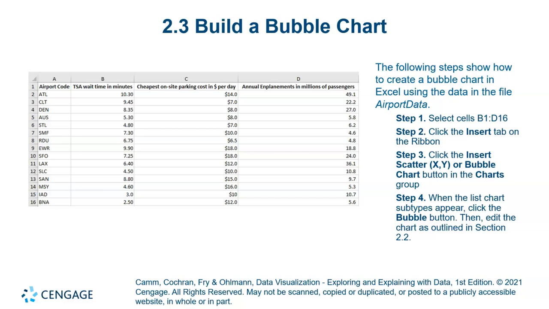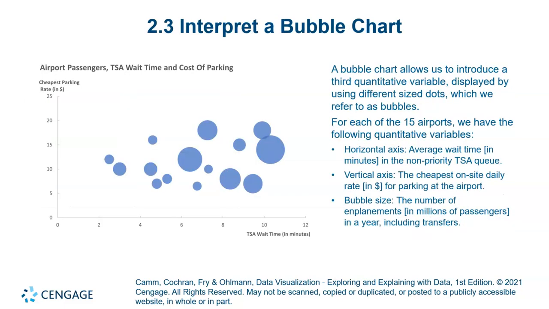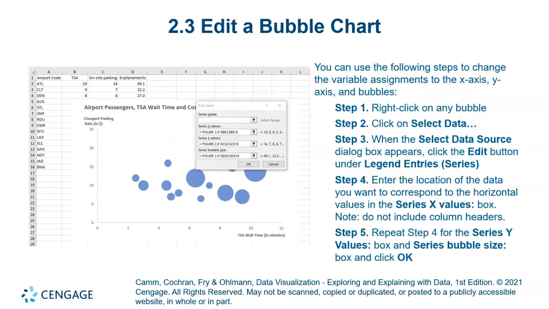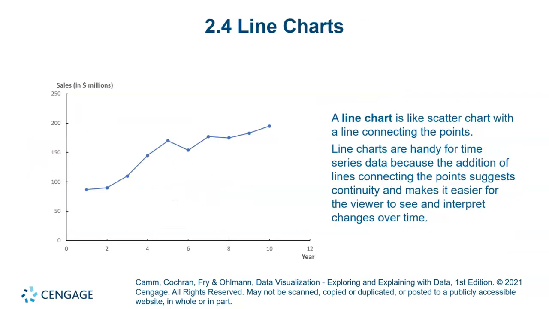A bubble chart: these are the steps for the bubble chart, and it looks like this one. Bubble charts are different from the scatter one. The size of the bubbles increases and decreases with respect to the data. And you can edit as well. You just right click and then edit it, and you can edit the x values, y values, and the bubble size as well.